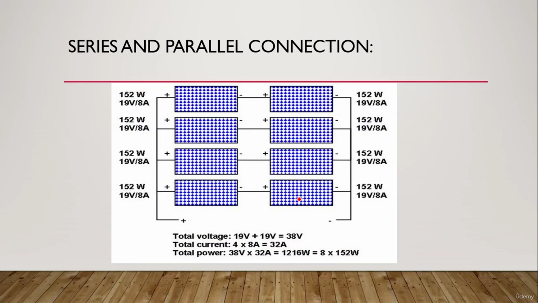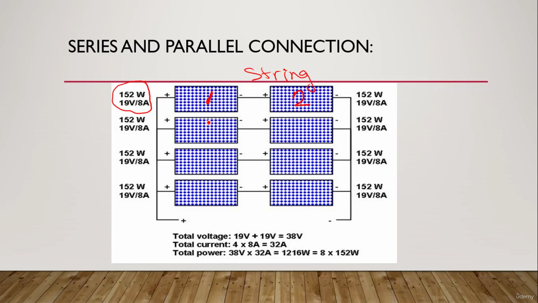Let's talk about the last type of connection, when we connect series plus parallel at the same time. In this case, we typically connect 2 PV modules in series. The connection in series is called a string. So this is called a string. We have here 4 strings. Each PV module has 152 watt and 19 volt and 8 ampere.